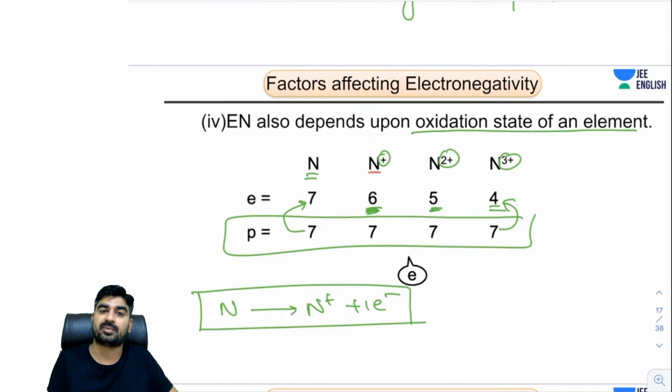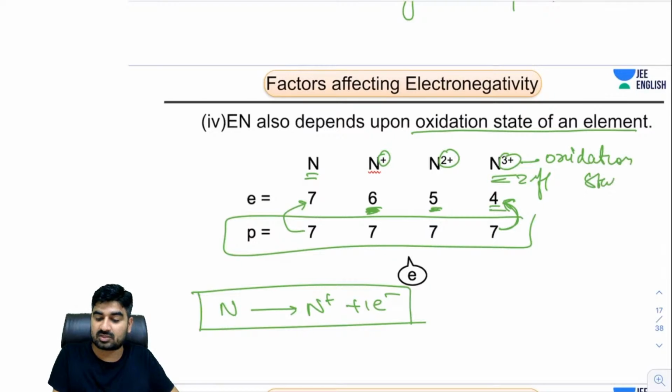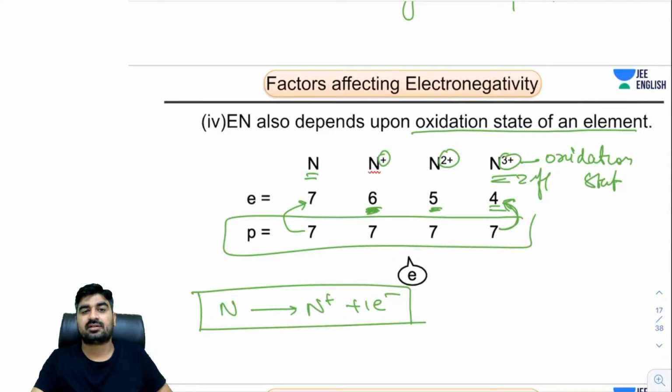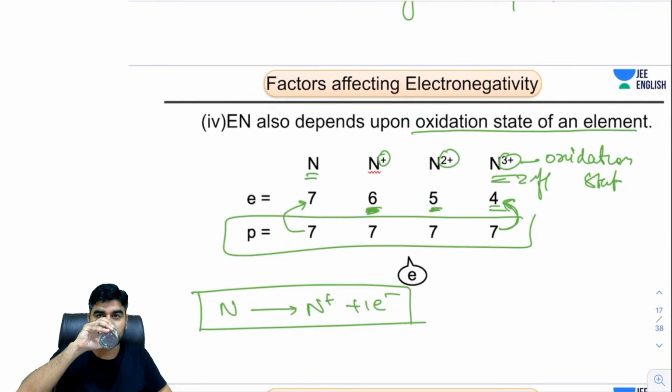Now what is going to happen? Yes, tell me. So here 7 protons are attracting 4 electrons, so Z effective will be maximum. This is also called oxidation state. What is oxidation state? We will deal with it in detail in redox. But in 10th class you have also done it. I hope in 9th class you have done it. Oxidation state.